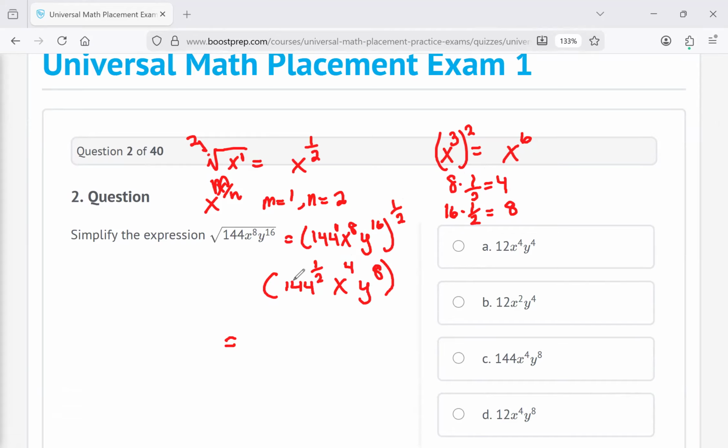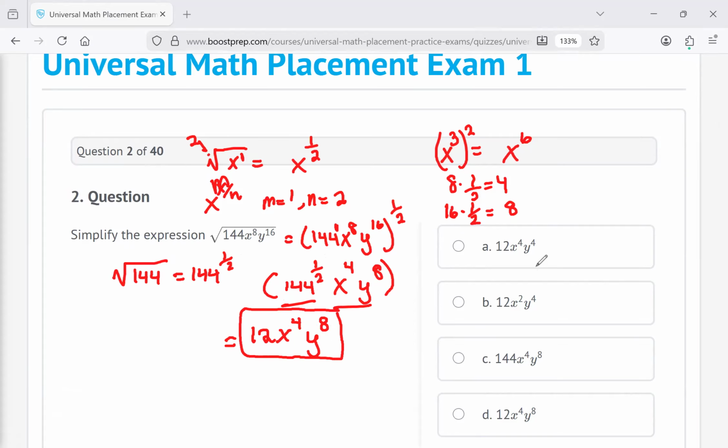The only thing I can simplify is 144 raised to the 1/2. What is 144 raised to the 1/2? That's the same thing as the square root of 144, right? Now we're lucky, this is a perfect square. What number times itself gives you 144? Yes, exactly, 12. So 144 to the 1/2 turns into 12, and then you still have x to the 4th and y to the 8th. Okay, there's your answer: 12x to the 4th y to the 8th, letter D. 12x4y8. Perfect.